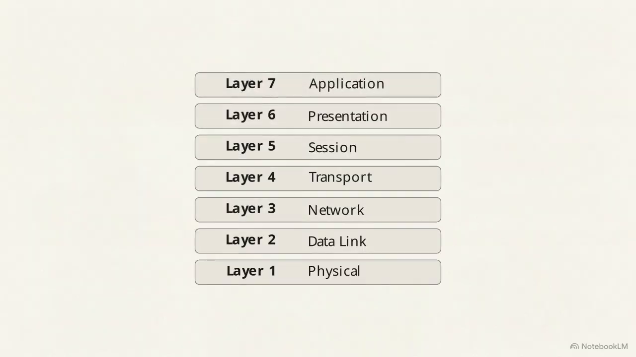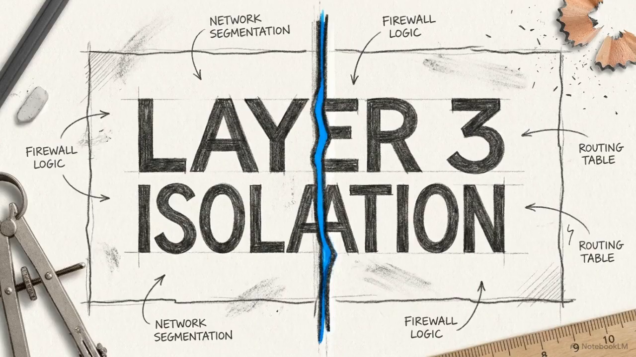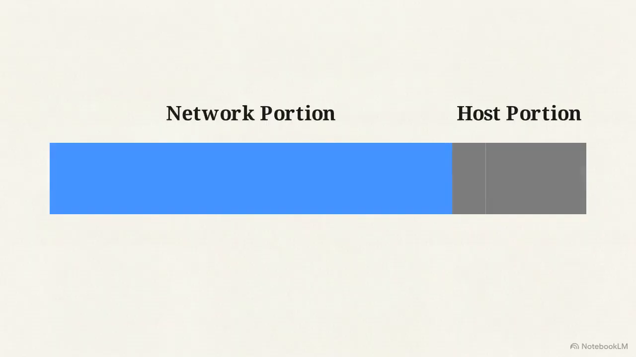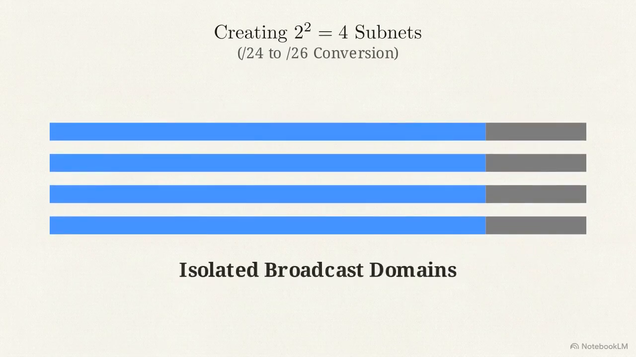Network architects solve this structural vulnerability by operating at layer 3 of the OSI model. Using the Internet Protocol Suite, they implement a process called subnetting. Subnetting is the mathematical process of borrowing bits from the host portion of an IP address and reassigning them to the network portion. This splits a single large broadcast domain into multiple smaller, logically isolated partitions.